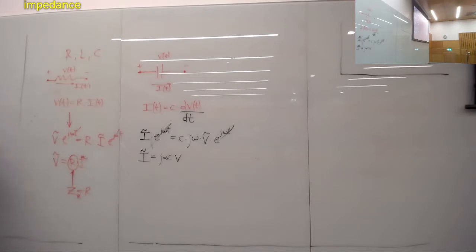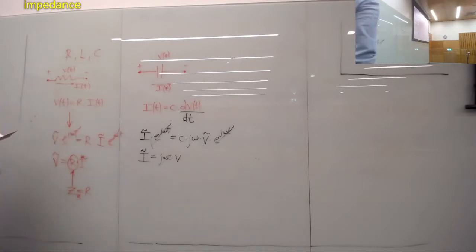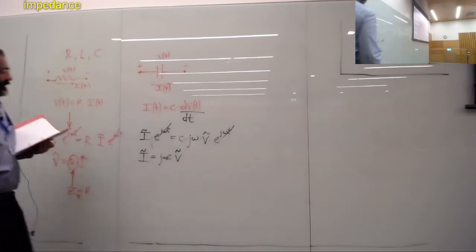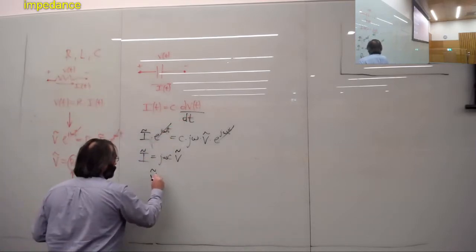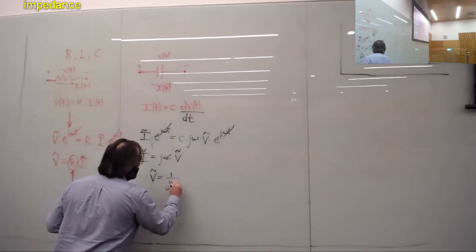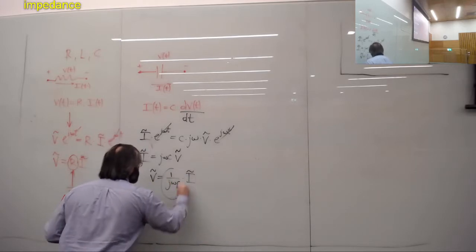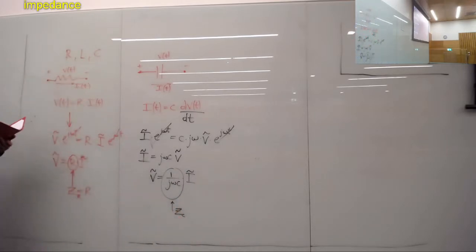I did a mistake here. Nobody corrected me. No, I did a mistake saying that now. That's correct. Sorry. I was misled by what I'm doing now. So that's correct: I tilde is j omega C V tilde. And so finally, let's swap this around to highlight which is the impedance. And so this is the impedance of the capacitor, 1 over j omega C.